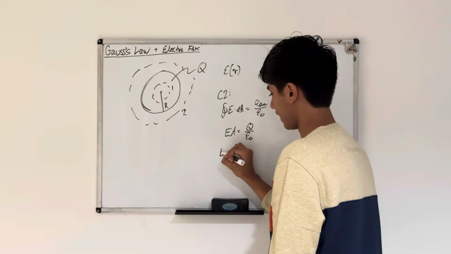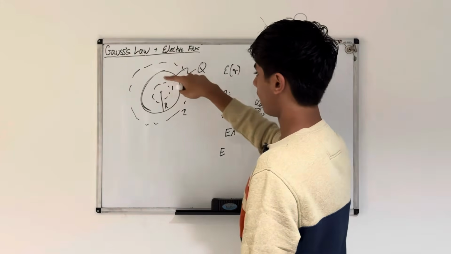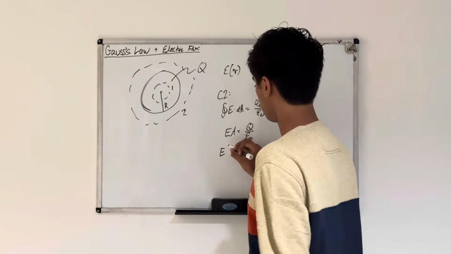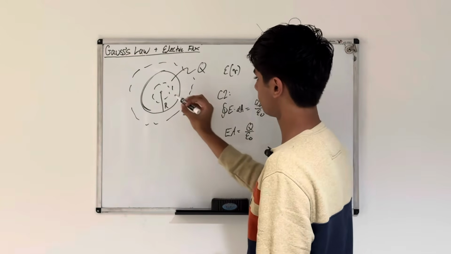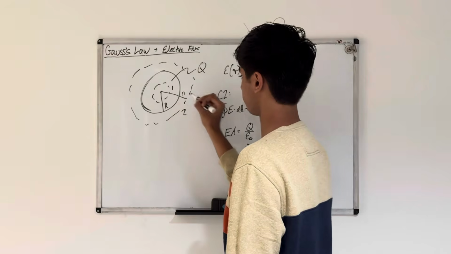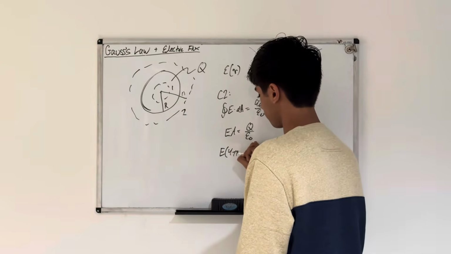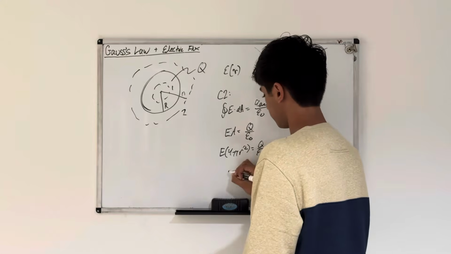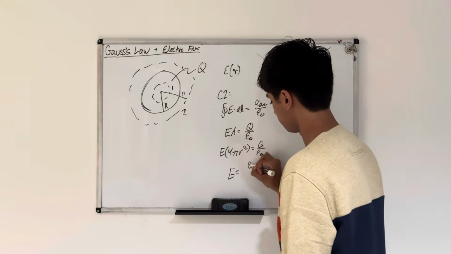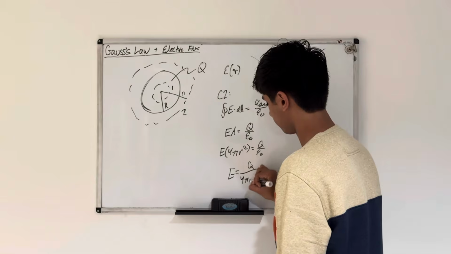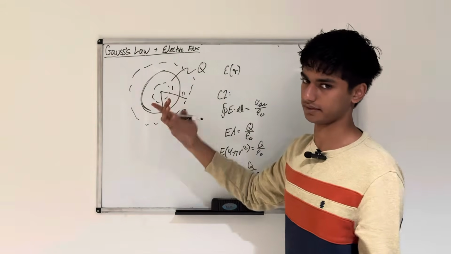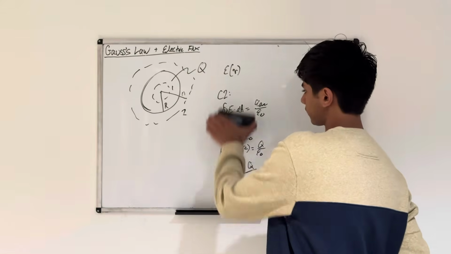So the A, right? How much area is our Gaussian surface? The area of our Gaussian surface is going to be a function of r, right? So E times 4 pi r squared equals Q over epsilon naught, and therefore our electric field is equal to Q over 4 pi r squared epsilon naught, which you can notice is just a point charge, which makes sense because it's a sphere. Next, let's do case 1.